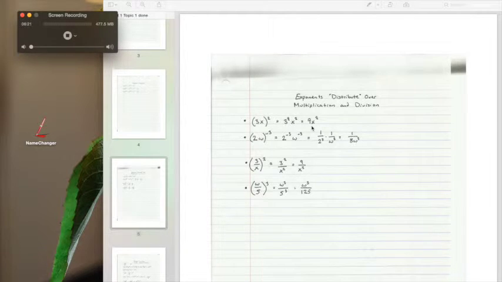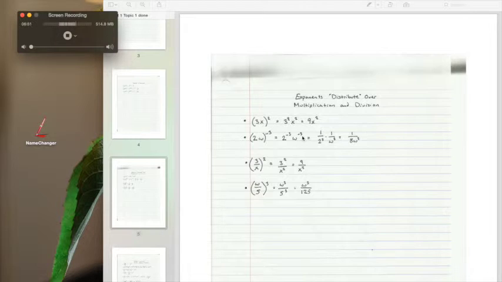Let's look at another one that has a scary looking negative in the exponent, but it's not so bad. (2w), that's 2 times w, multiplication going on in the base, raised to the exponent -3. This -3 will distribute in the same way as before to that 2 and also to the w. So we have 2 to the power of -3 times w to the power of -3.